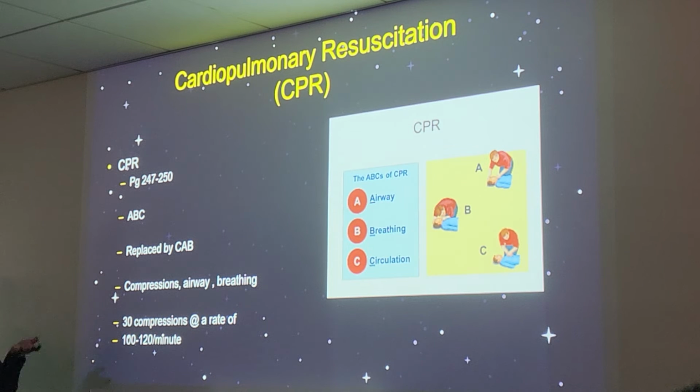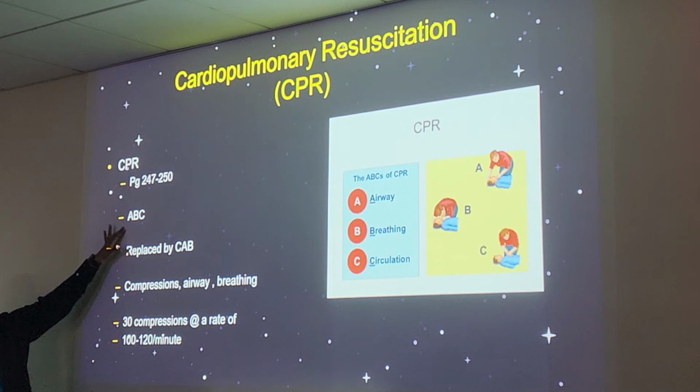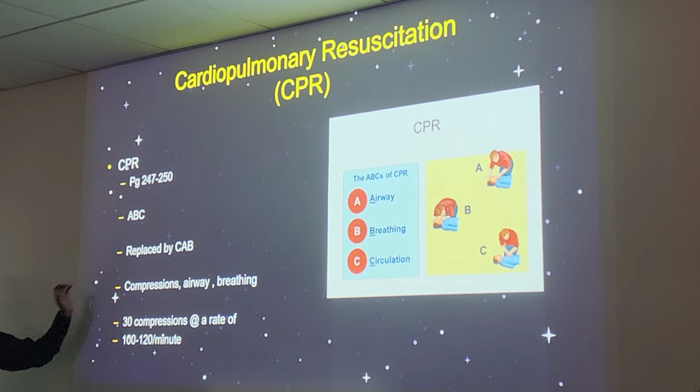The details of CPR are on these pages. I will go over the details next lecture. But just know that it used to be called the ABCs of CPR, or airway, breathing, circulation, but it has been replaced by CAB. What do you think that stands for? Compressions, airway, breathing. So first start your compressions, then check your airway and breathing. And this is the correct rate for CPR: 30 compressions at a rate of 100 to 120 per minute.